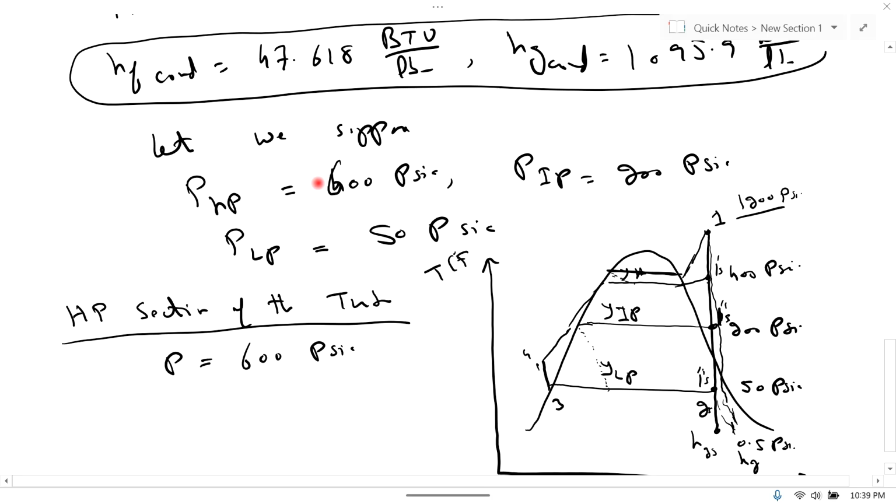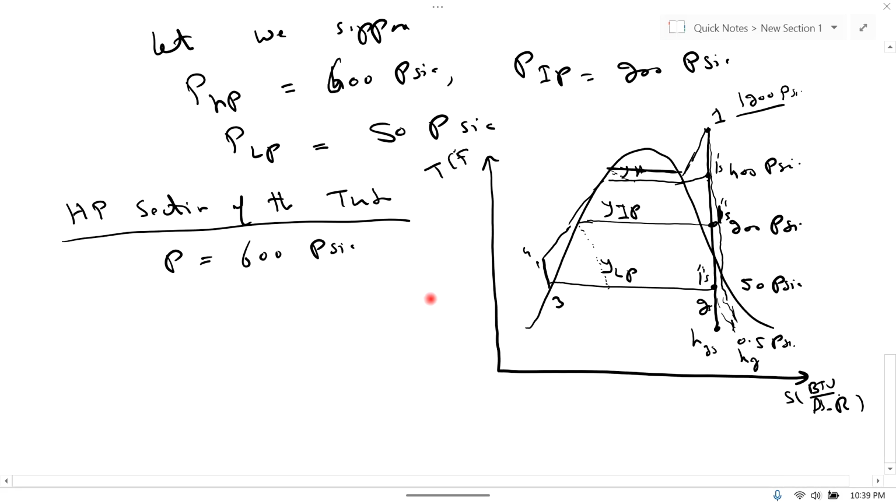Now entropy is constant per R line, so S1 is equal to S1 dash S. This is a straight line, an isentropic line, which is equal to 1.5882 BTU per pound mass per degree R.